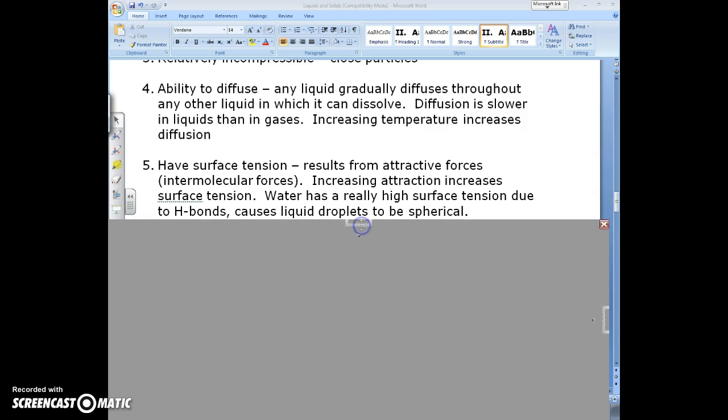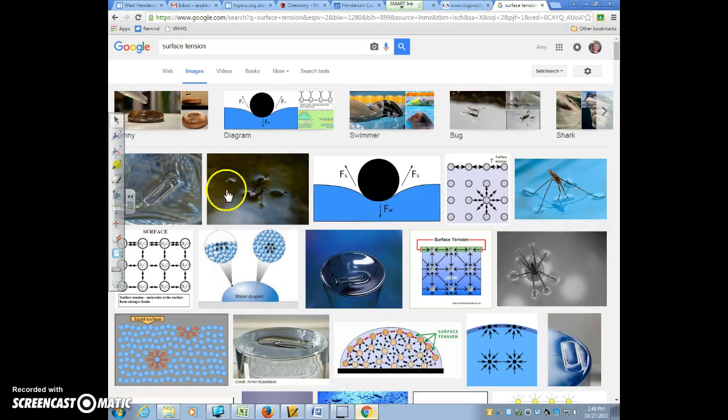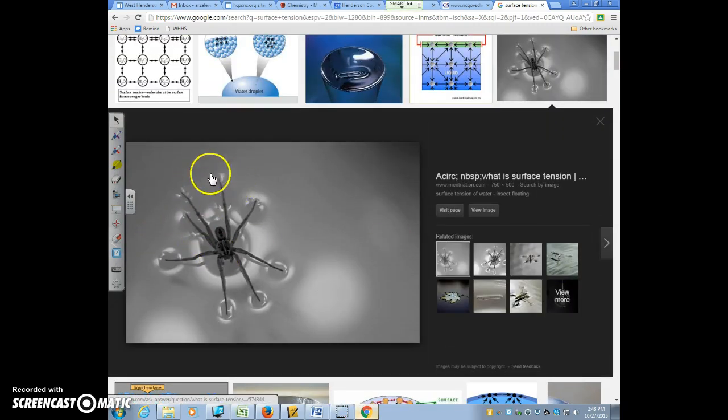Liquids have surface tension, some more than others. That results from attractive forces, those intermolecular forces that we talked about. The stronger their attractive forces, the stronger their surface tension. Water has hydrogen bonds, which are the strongest intermolecular force, so it has really high surface tension. It is what allows those water bugs to walk on top of the water. You can see here the water bending. It is using the surface tension of water to balance out its mass.